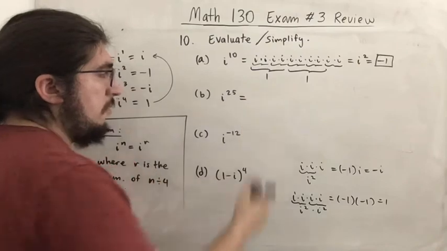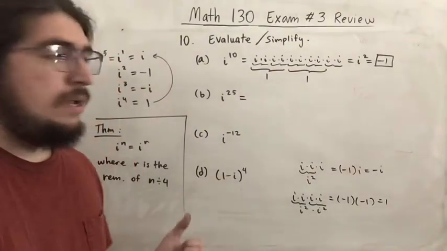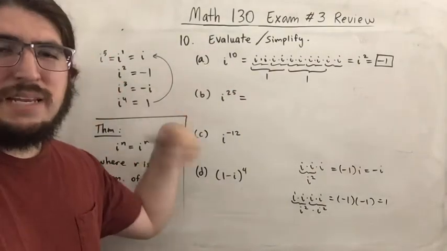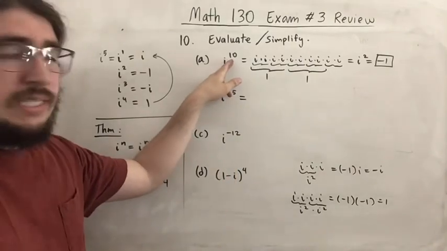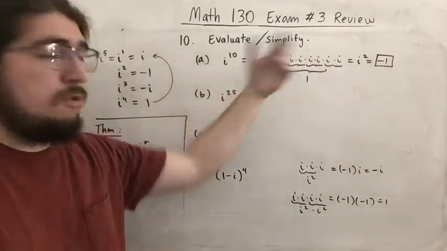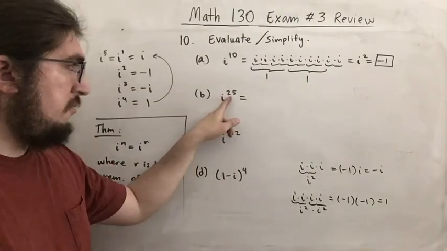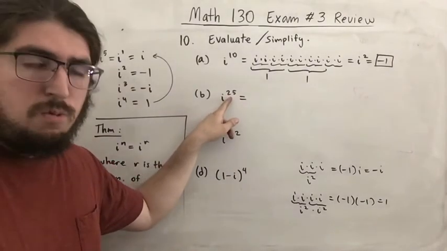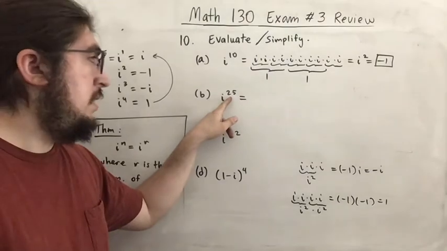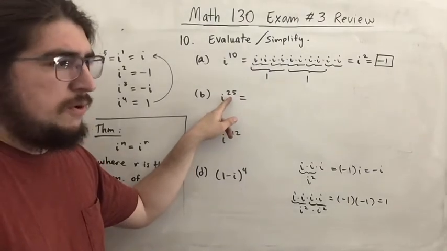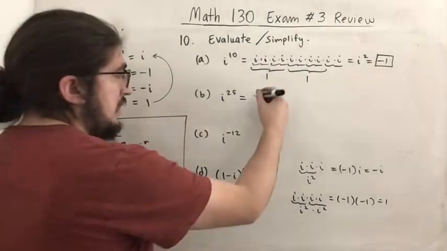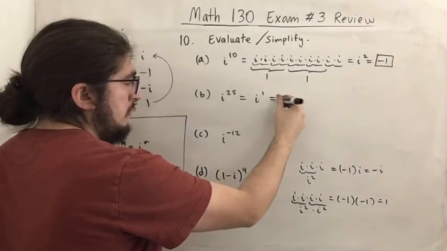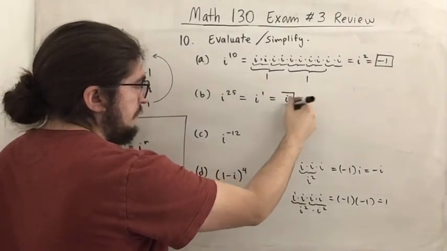25 divided by 4 actually has a remainder of 1. You can also think of subtracting 4 from the power. For example, if you subtract 4, you get 6. Subtract 4 again, you get 2. So the remainder is 2. If you subtract 4 from this, you get 21, then 17, then it takes a while. So then 13, then 9, then 5, and then 1. So this is actually equal to i to the 1, which is just, of course, i.